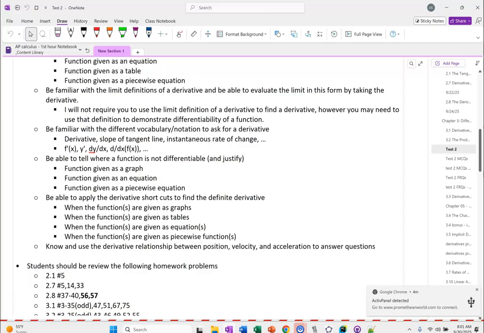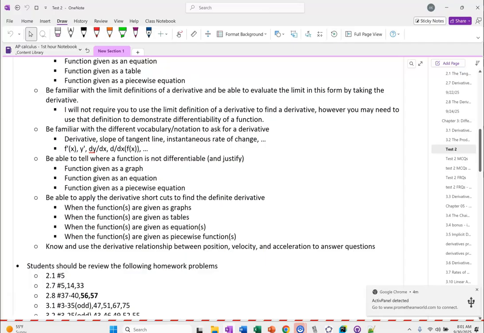And you should be able to apply derivative shortcuts to find definite derivatives. That's where what we're talking about is the slope of the tangent line at x equals 2 or something, where it's at a specific value. So we're not talking about the equation for a derivative, we're actually just talking about the value. Everybody okay with that idea?